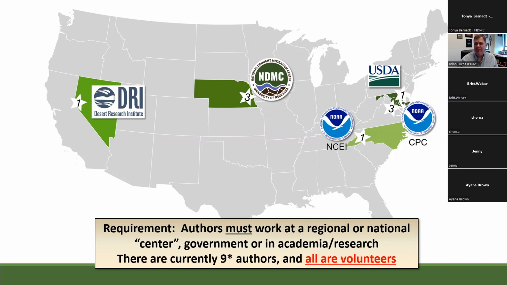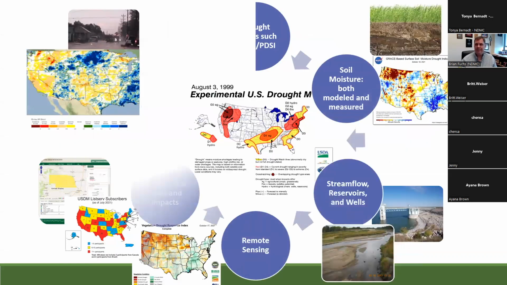And what it says here is that we all need to work at a regional or national center or in academia or research. And we're all volunteers. What this means is that outside of doing our drought monitoring work and putting the map together, we typically will do a 2-week shift and then pass it on to the next author, and we have regular jobs besides what we do with the Drought Monitor. So that's kind of what it means when I say we're all volunteers.